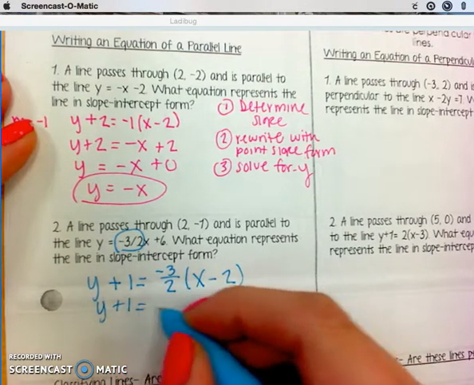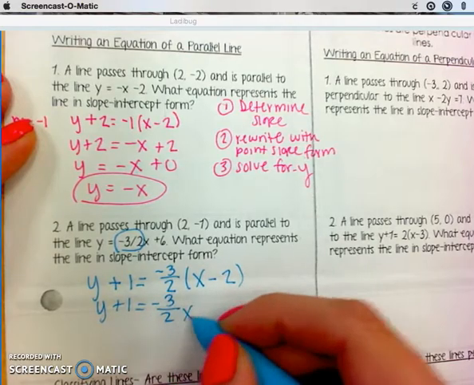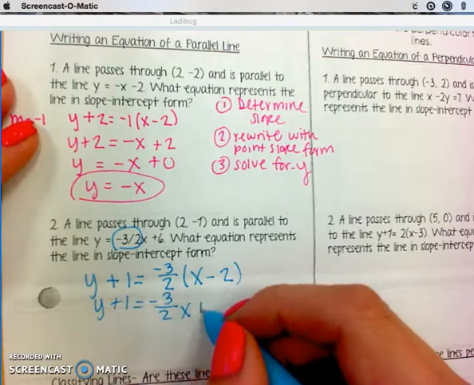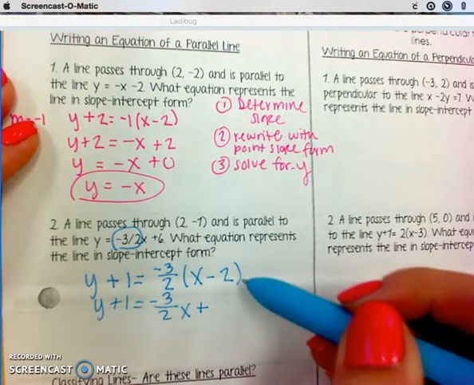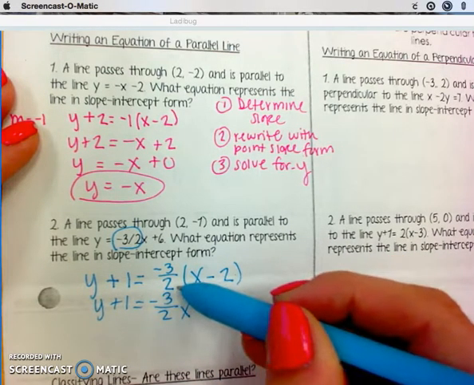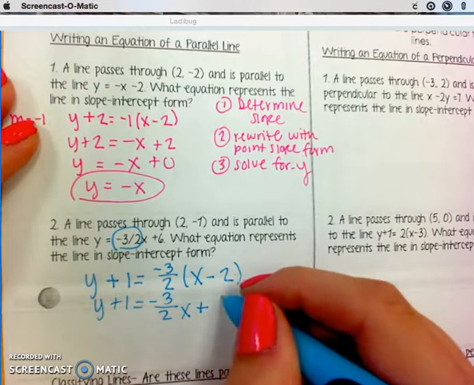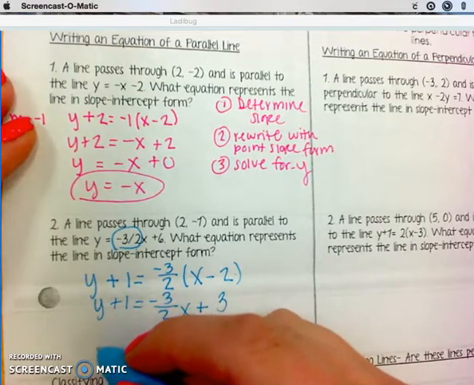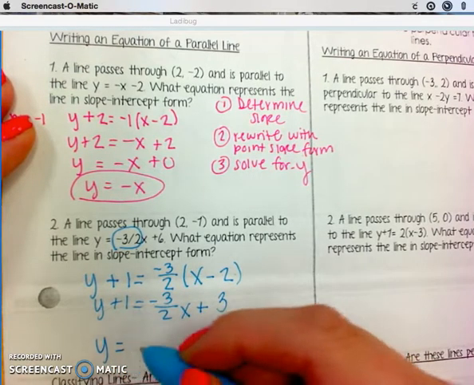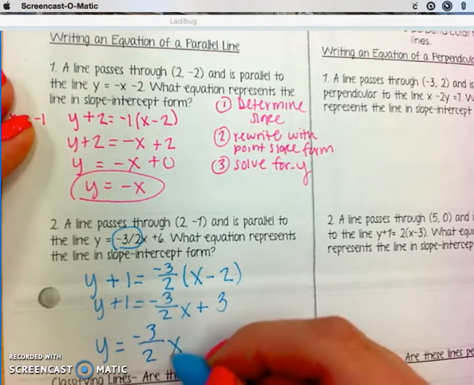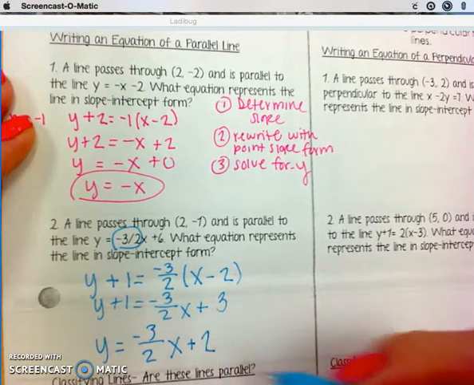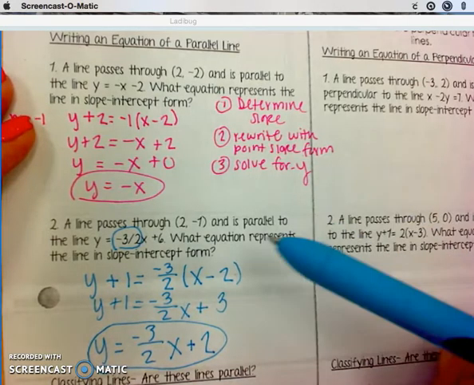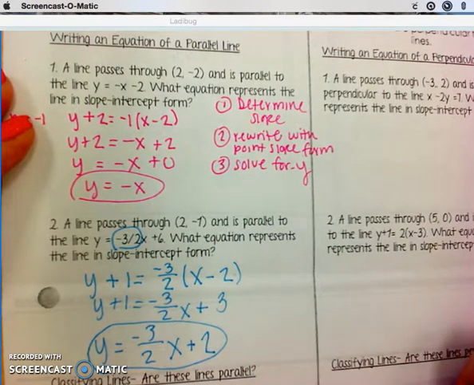Y plus 1 equals -3/2 x, and we have a positive. 3 times 2 is 6, divided by 2 is 3. And then I'm subtracting 1. So y equals -3/2 x plus 2. In slope-intercept form, it's got the same slope, but it also now goes through this point.